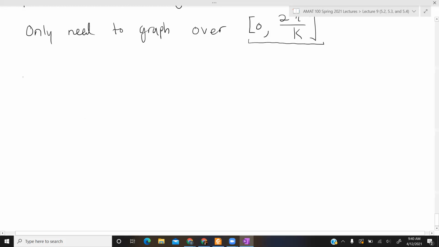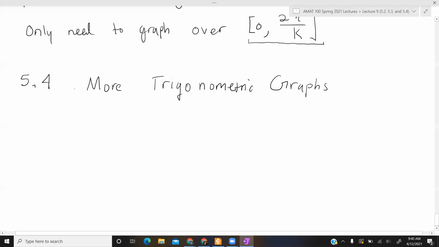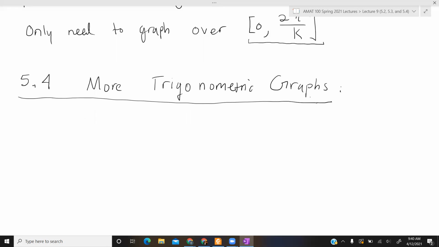So this is 5.4. The name of the section is more trigonometric functions or trigonometric graphs. So one of the primary properties that we deduced about the sine and cosine was the fact that it's a periodic function, that it repeats, in some sense.